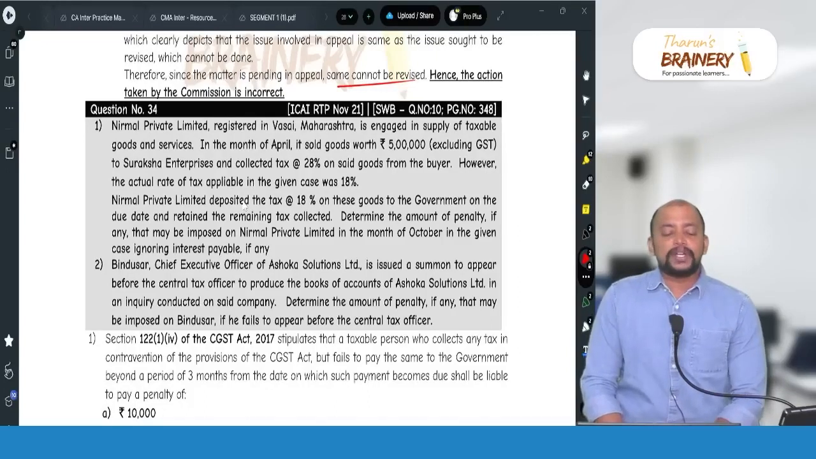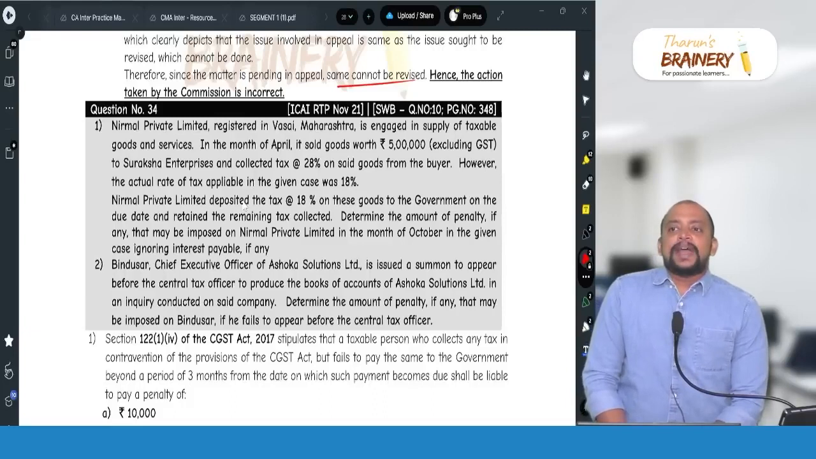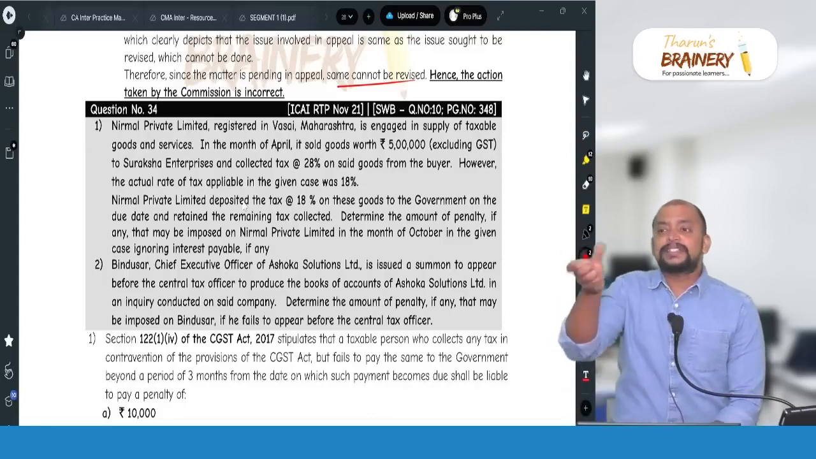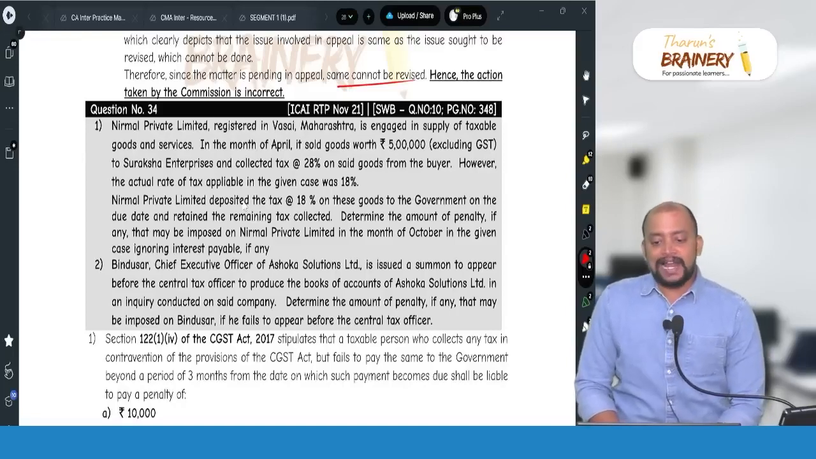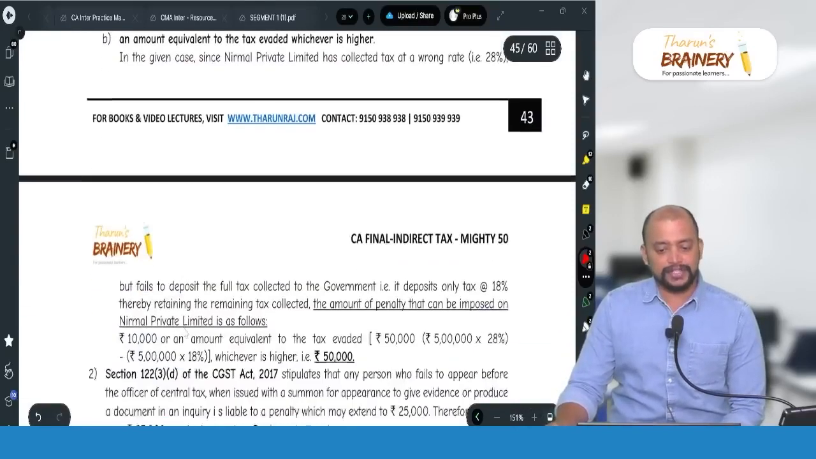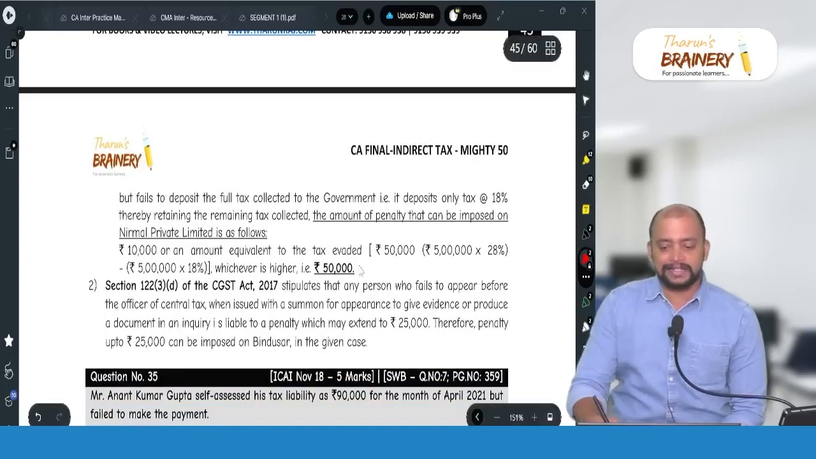As per section 122 subsection 1, if any amount is collected as tax and not paid within 3 months, then the penalty shall be 10,000 rupees or 100% of the tax, whichever is higher. What is the amount collected as tax but not paid? 10%, correct? So 5 lakhs into 10%, 50,000. So 10,000 or 50,000, whichever is higher, 50,000 will be taken as the penalty in this case.